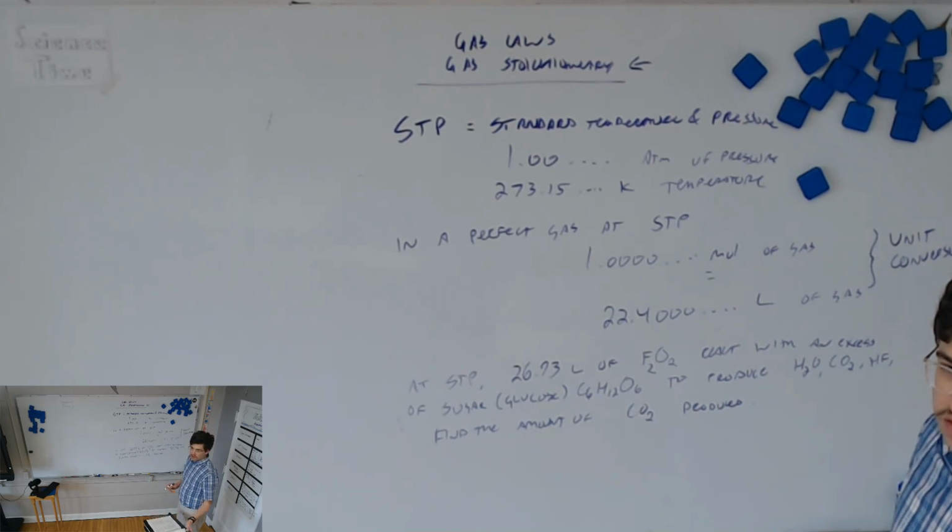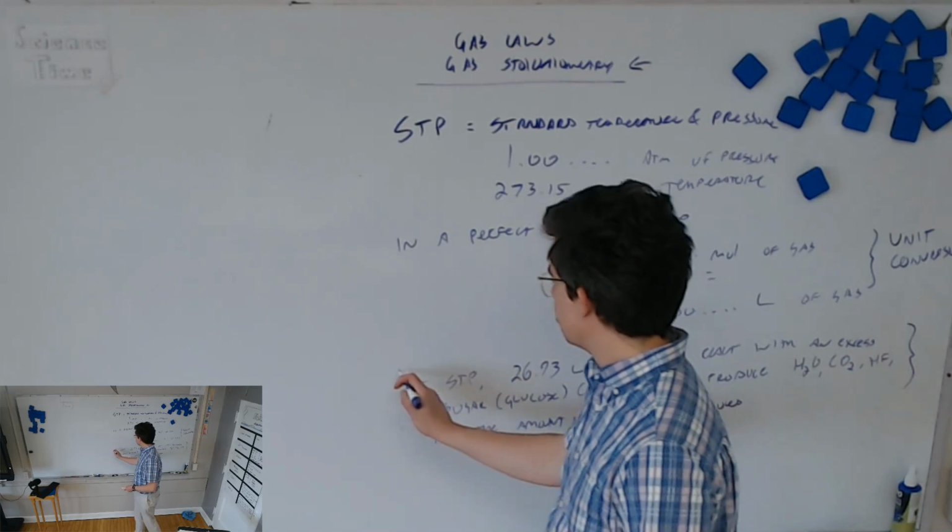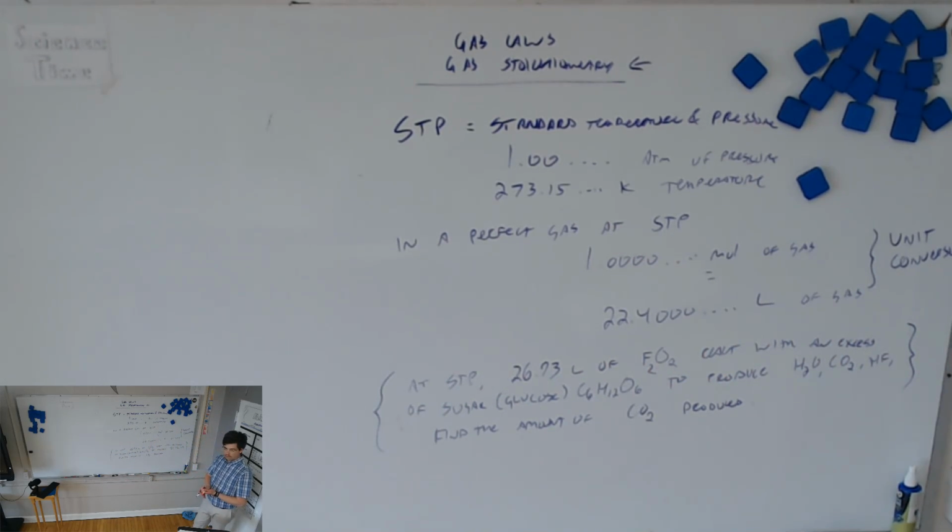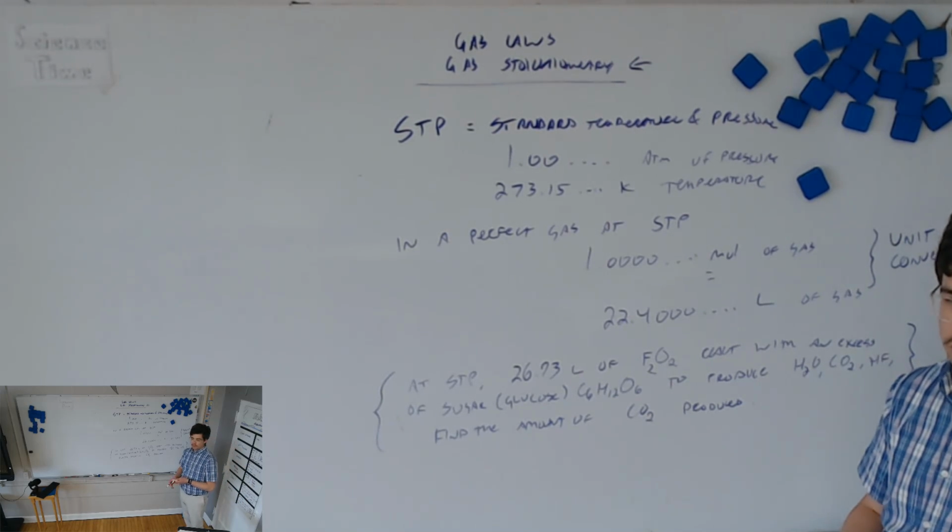What do I need to do first? This has all the information you need to solve it. What do I need to do first? We're trying to find the amount of CO2, so we have to use that. What's step one in the stoichiometry?